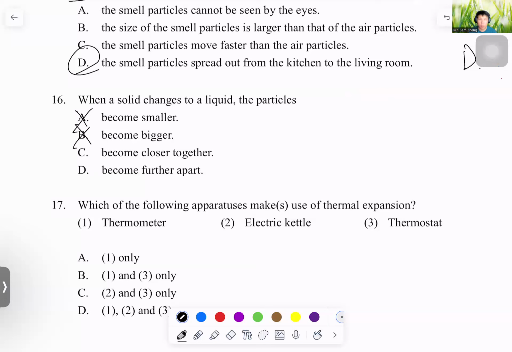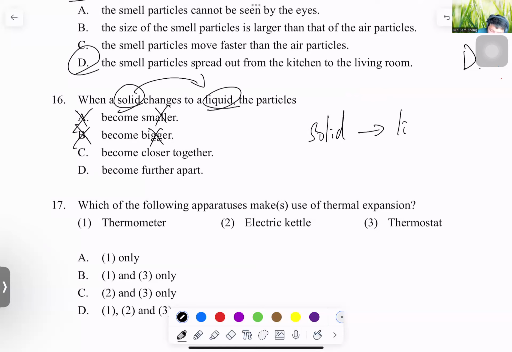The size of the particle would not change, okay? So therefore, A and B would not be correct. But now we need to think about which one, the change in state. As it is a change in state, it changed from solid state to liquid state. Then how can we change from solid state to liquid state?